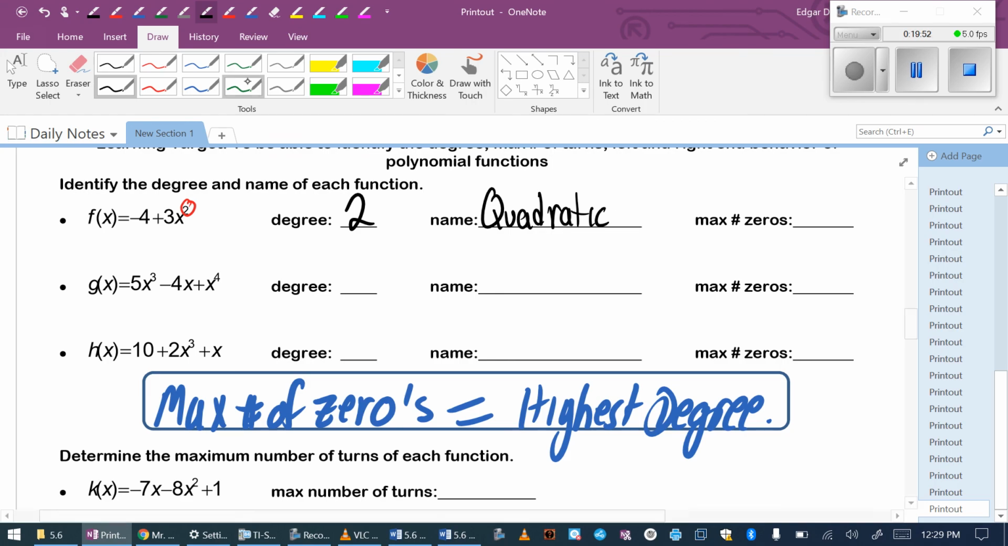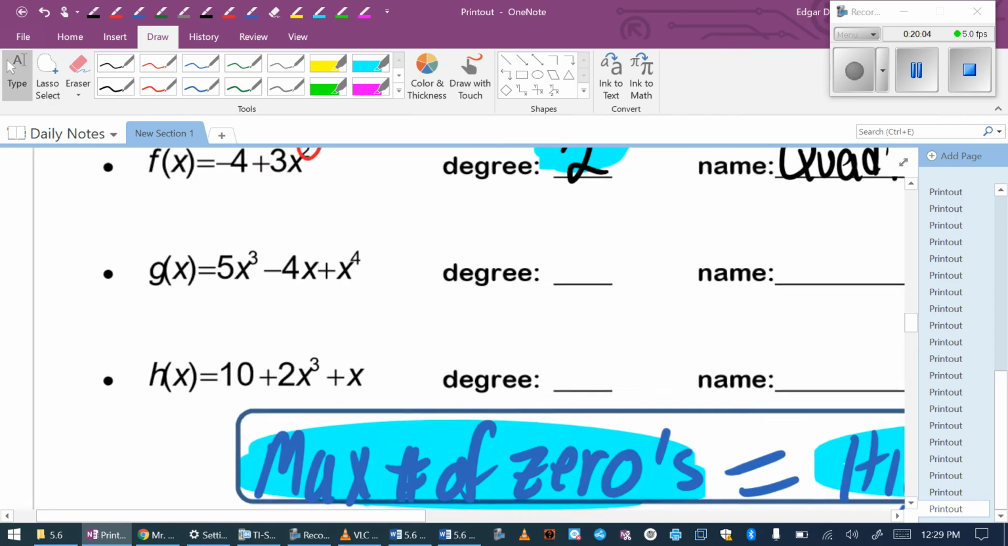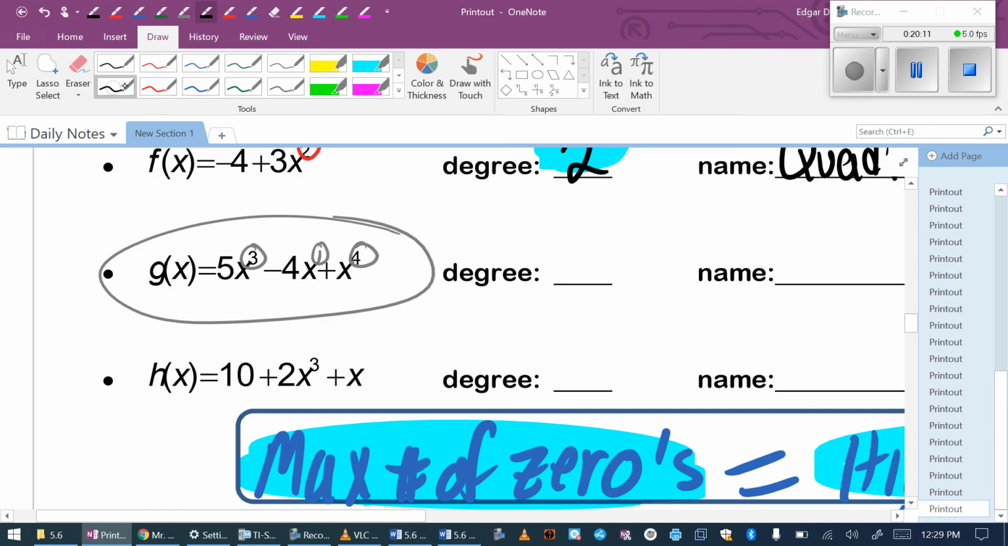Now, I did just finish saying max number of zeros equals the highest degree. So guess what, guys? Both of these numbers should be the same. This is also 2. All right, next one. Highest exponent in g of x, guys. Well, there's a 3 here, a 1 here, and a 4 here. So I'm going to go with 4. 4 is the highest degree.